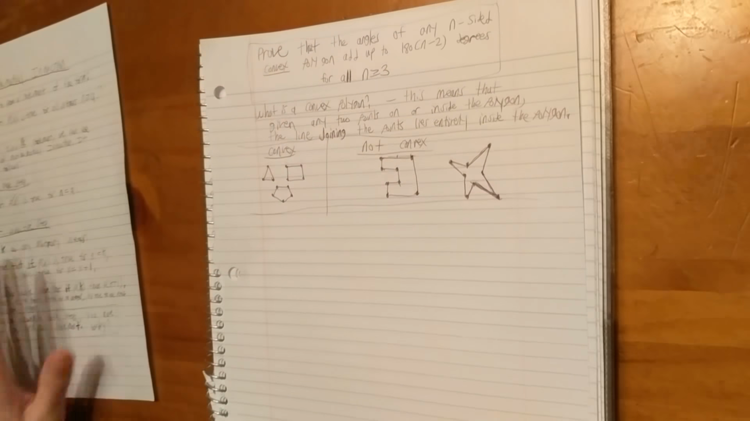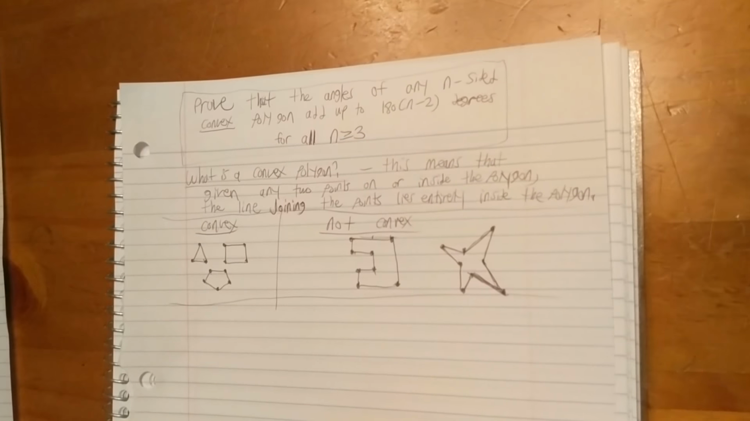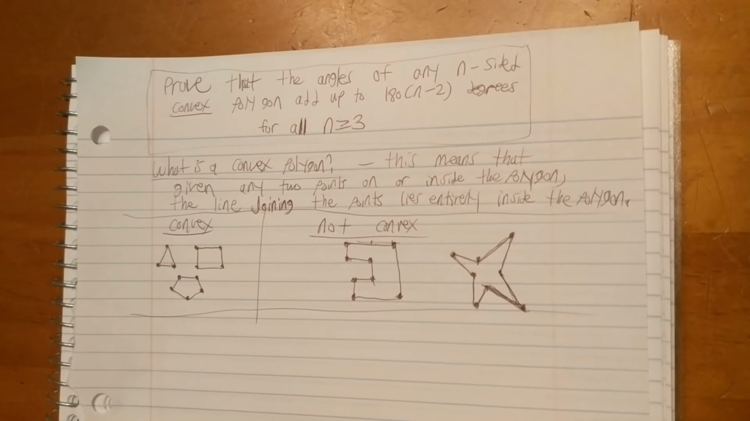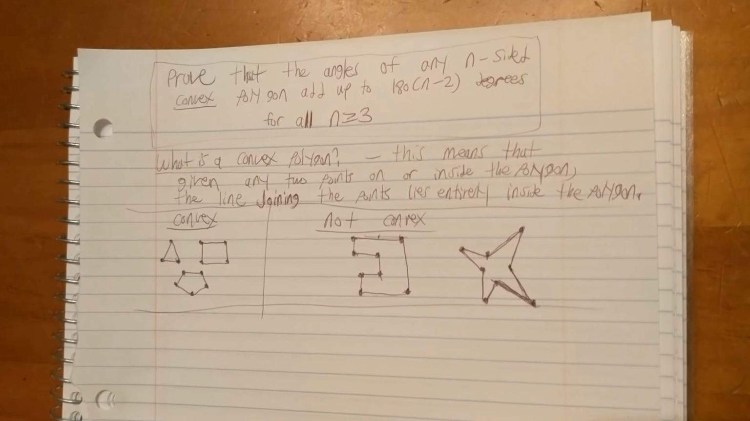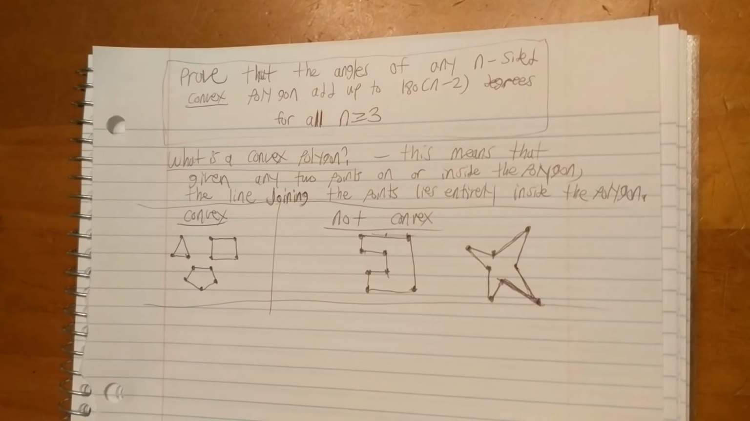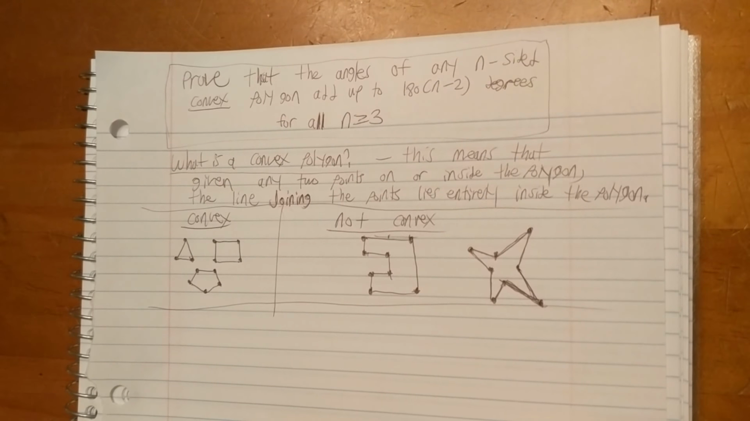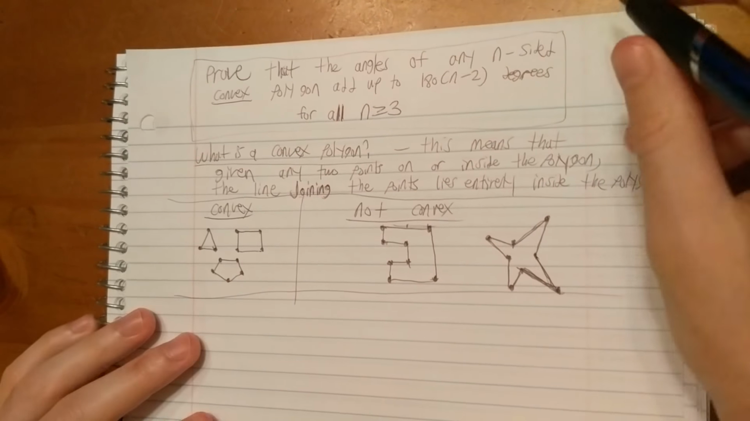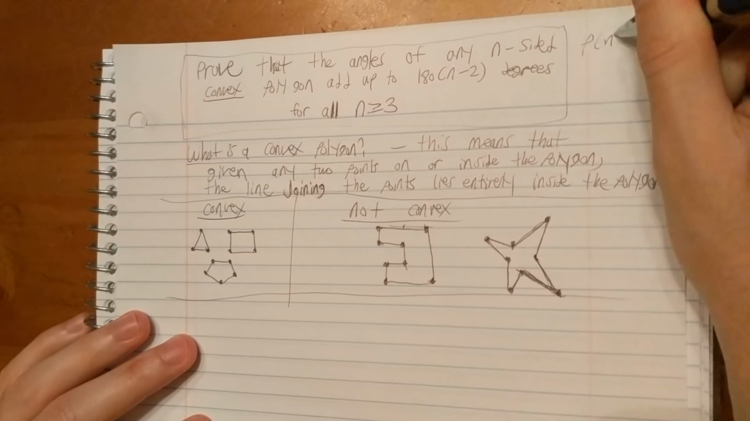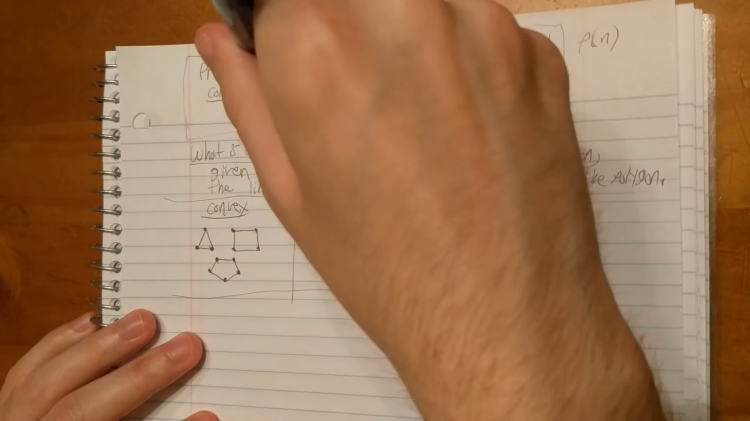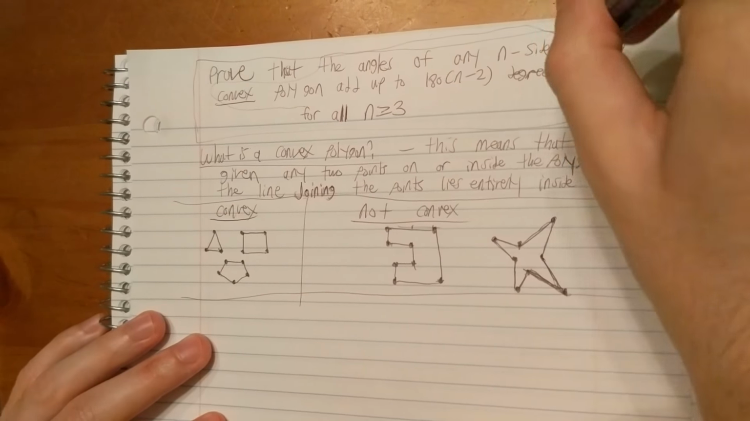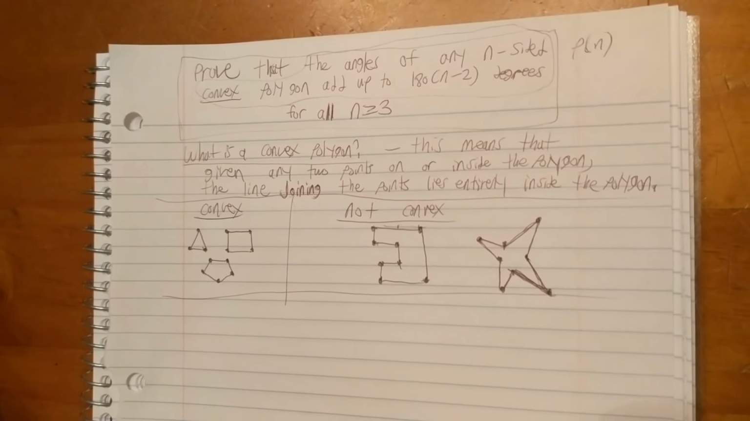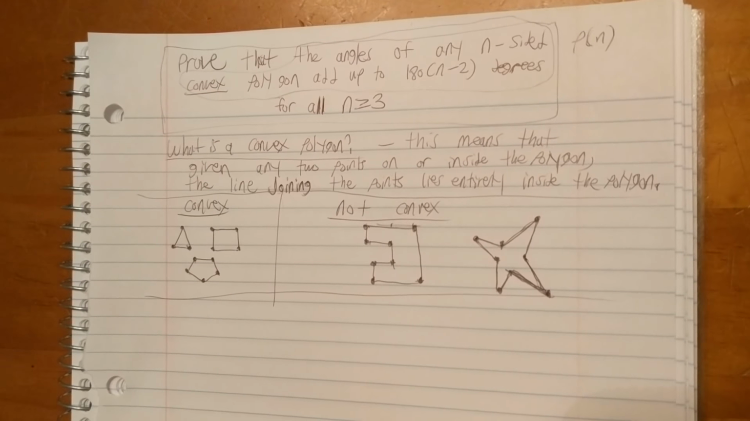So here's the problem. We want to prove that the angles of any n-sided convex polygon add up to 180 times n minus 2 degrees for all n greater than or equal to 3. So this is a property. This has the same form we were talking about. We have a property P of n, which is defined for integers. That's this property right here, and it's defined for integers because a polygon can only have an integer number of sides. You can't have a polygon with 1.5 sides.